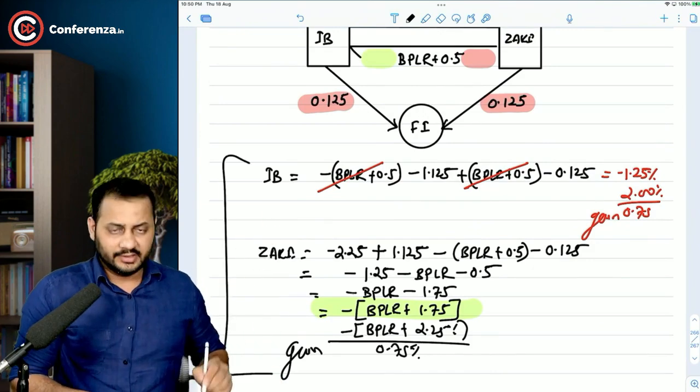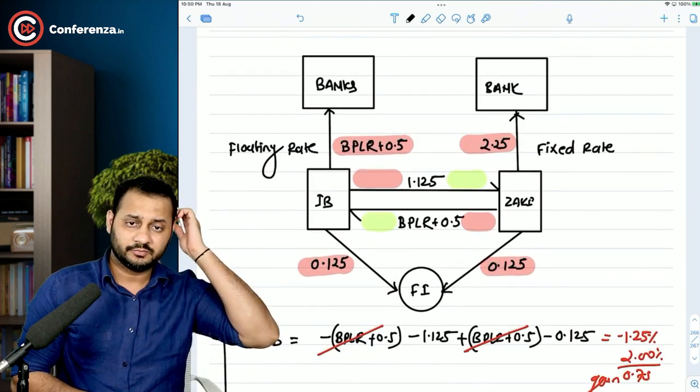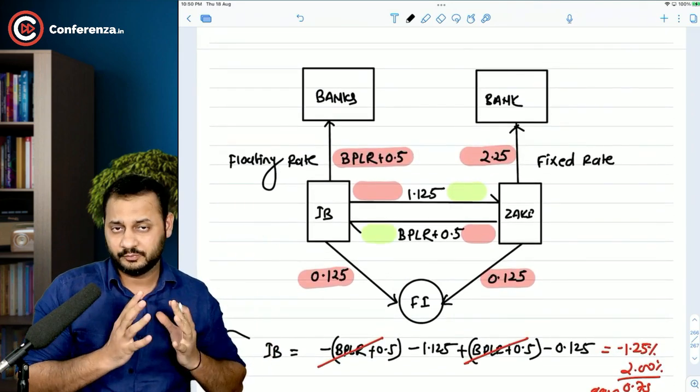This is not required in the exam. You can show it directly like this, and this presentation is absolutely valid.